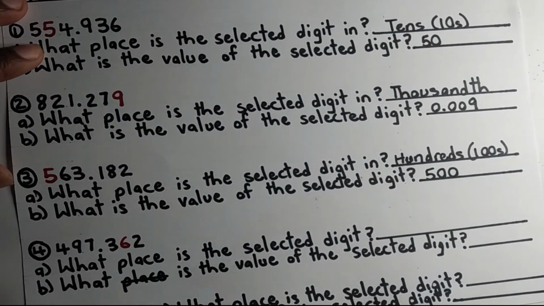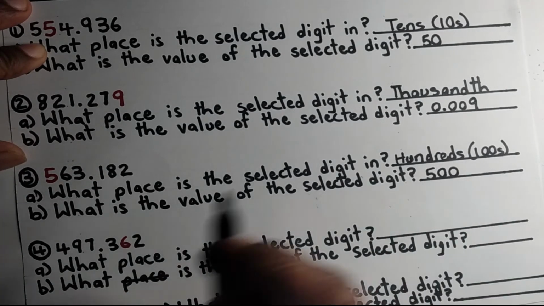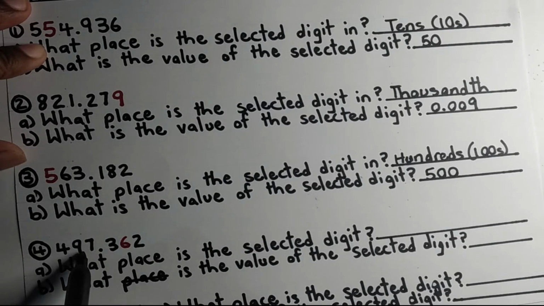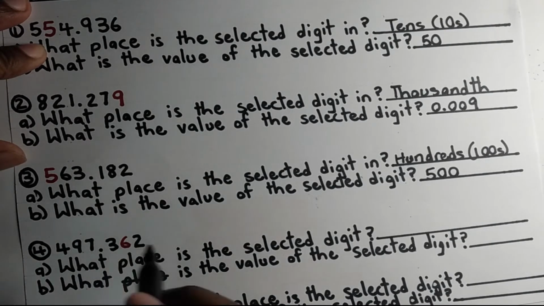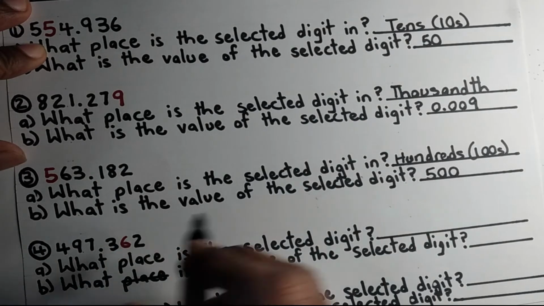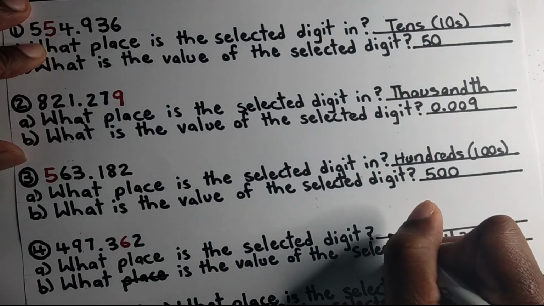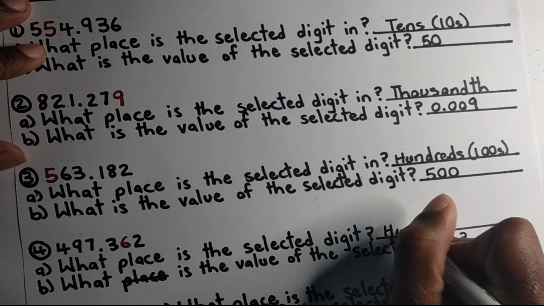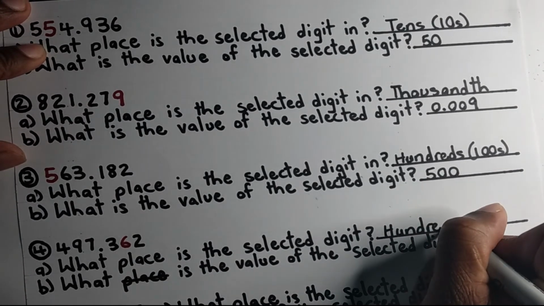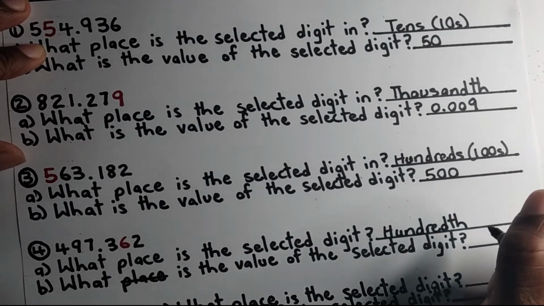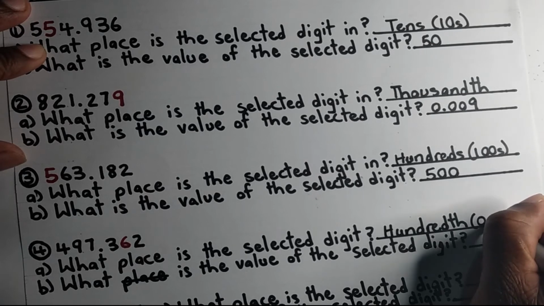Now let's look at question 4. This number reads as 497.362. What place is the selected digit? So what place does this fall into? When we go to the right of the decimal point, we start off with the tenths, then we have the hundredths. So the 6 falls into the hundredths place, and we can represent this as 0.01.